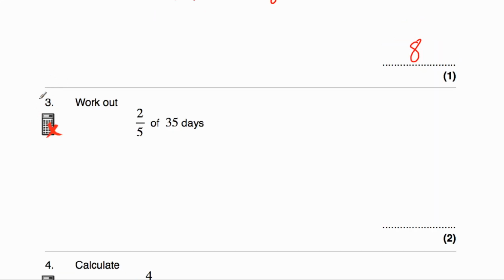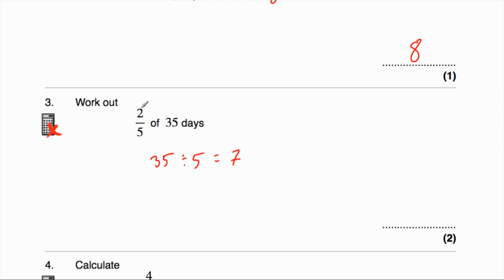Okay, let's have a look at our next question, question number 3. Question number 3 says, work out 2/5 of 35 days. So to find 2/5 of a number, we divide by 5 and then times by 2. So we divide by the bottom and times by the top. So let's do 35 divided by 5, and 35 divided by 5 is 7, because 5 times 7 is 35. So a fifth of 35 days is 7.